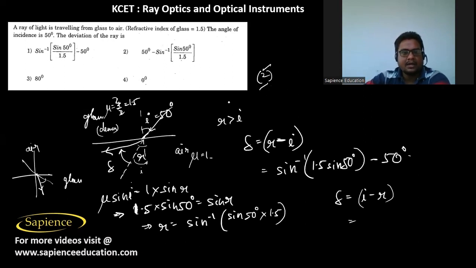But here it is told that the ray of light is traveling from glass to air. So here angle r is more than angle I. If you apply Snell's law, 1.5 into sine 50 degree is equal to sine r. So r will be sine inverse of 1.5 sine 50, and the deviation will be sine inverse of 1.5 sine 50 minus 50. So it means that none of the options are correct.